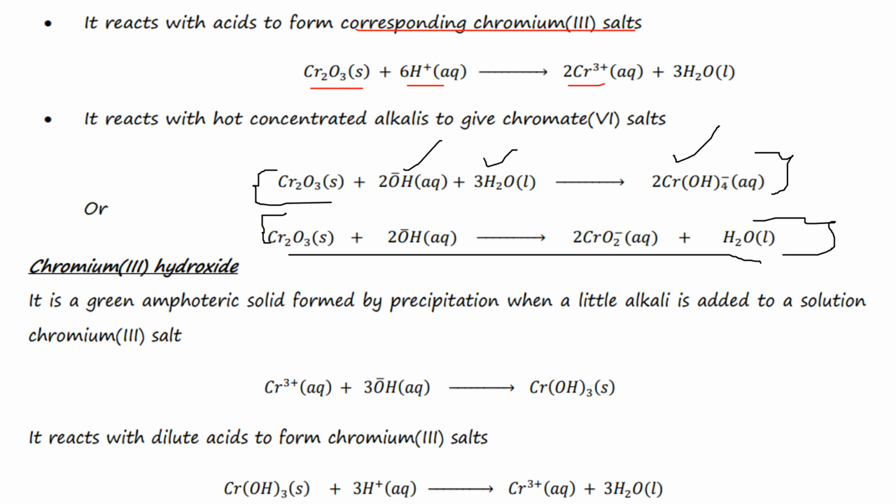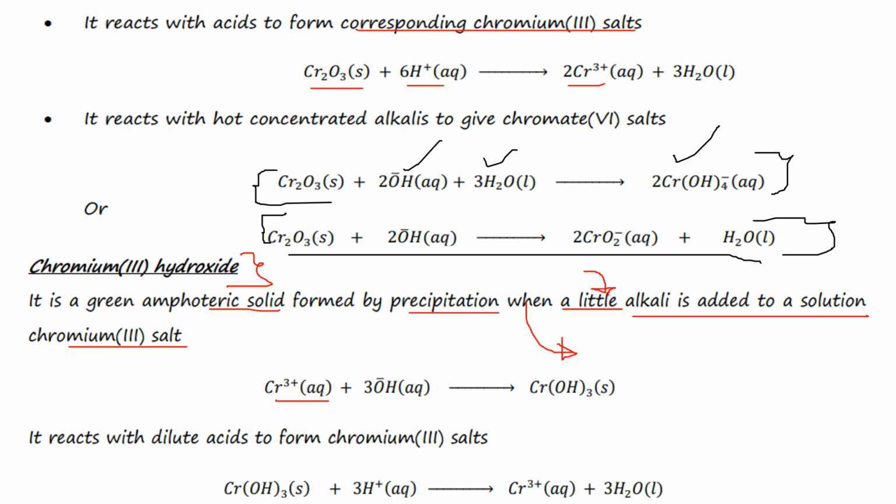Now let's look at the second component that is going to be involving chromium 3 hydroxide. Now chromium 3 hydroxide, most of the compounds of chromium in the +3 oxidation state are going to be green in color. So chromium 3 hydroxide is a green amphoteric solid that is formed by precipitation when an alkali is added to a solution of chromium 3 salt. But we make sure that this alkali is being added in less amounts, because when you add it in excess amounts, since it's amphoteric, it's going to form a complex.